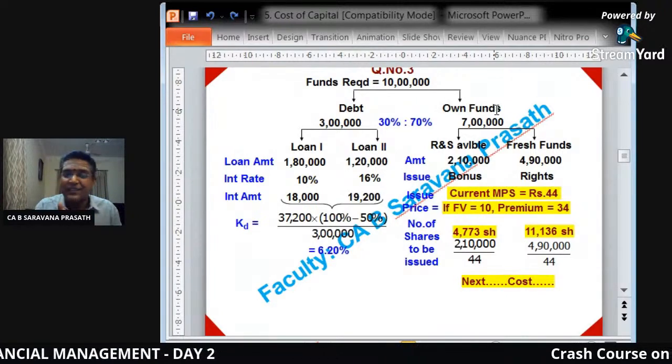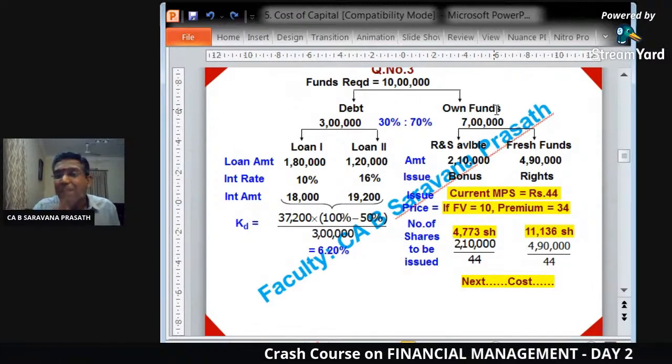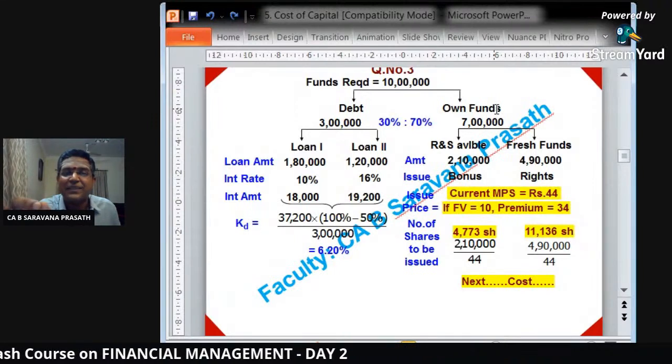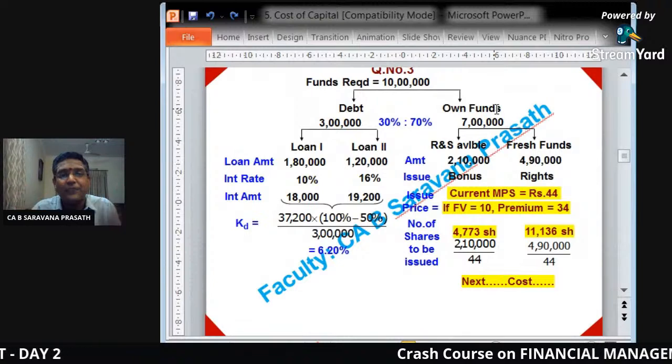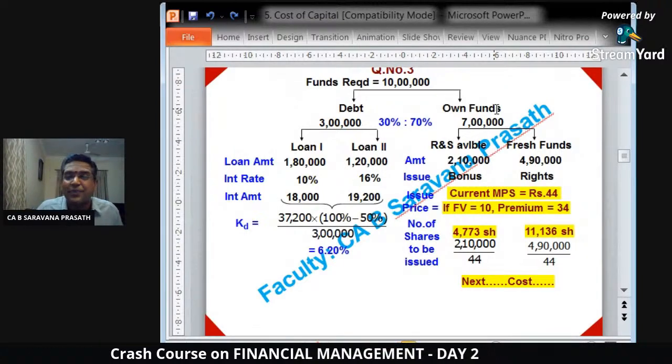First loan, 10% interest rate on 1 lakh 80, 18,000 is the interest. Second loan, balancing figure, 3 lakh minus 1 lakh 80, 1 lakh 20 at 16% interest amount is 19,200. So total interest paid is equivalent to 37,200.